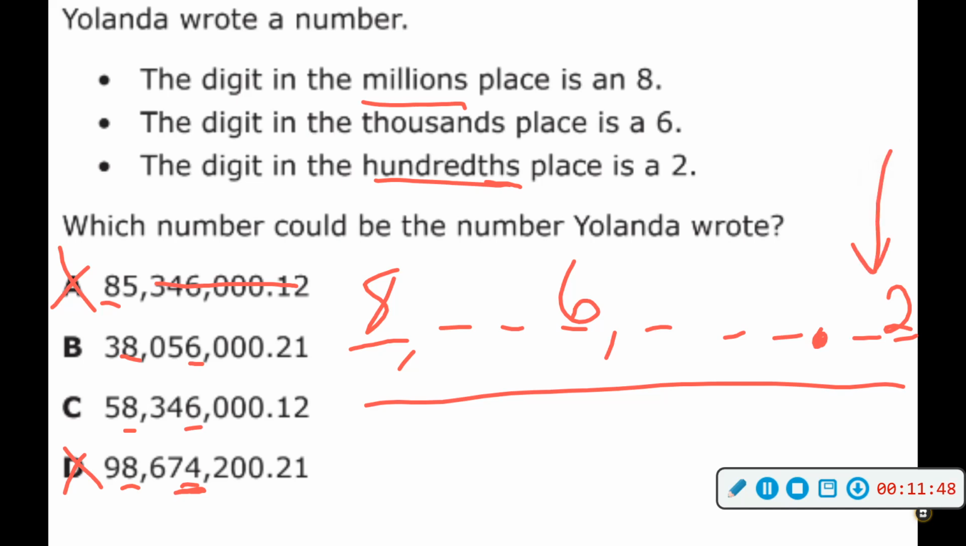My next clue is the 200ths. I only have B and C to look at. This 2 is in the tenths place. This 2 is in the hundredths. Therefore, C is the correct answer.